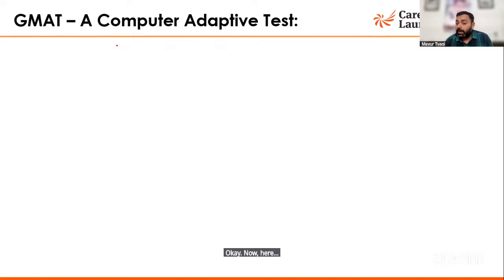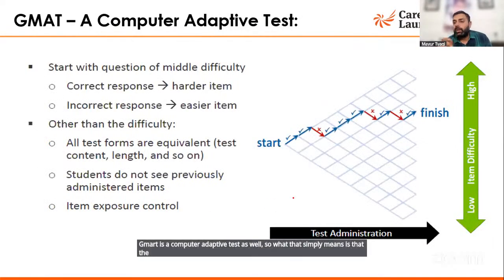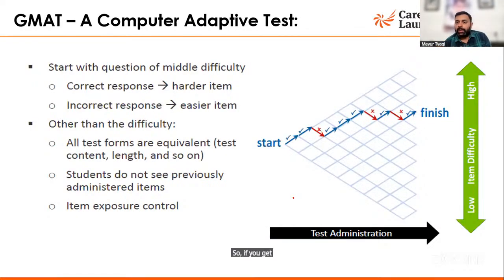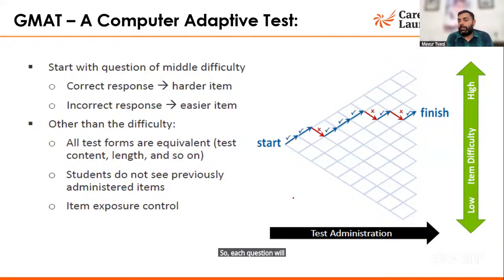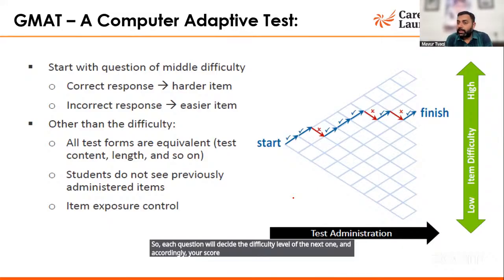GMAT is a computer adaptive test as well. So what that simply means is that the difficulty level of the test will adapt to your performance. If you get a question correct, the next question is of a harder difficulty level. If you get a question wrong, the next one is of an easier difficulty level. So each question will decide the difficulty level of the next one, and accordingly your score will change as well.